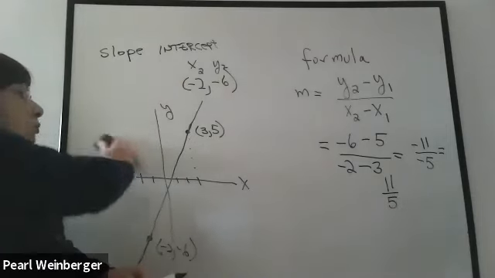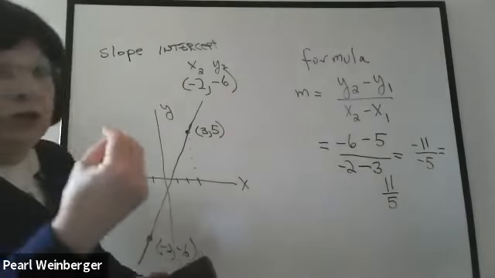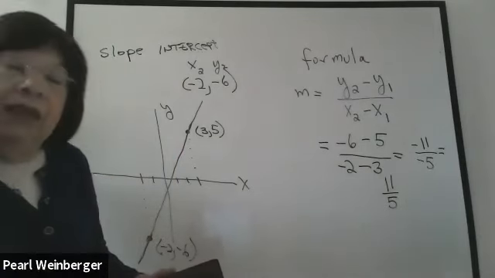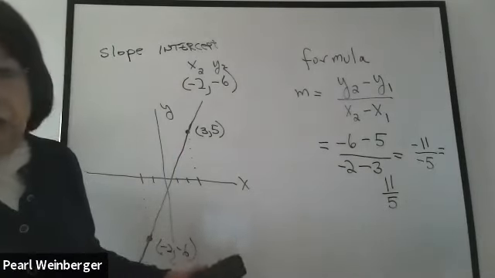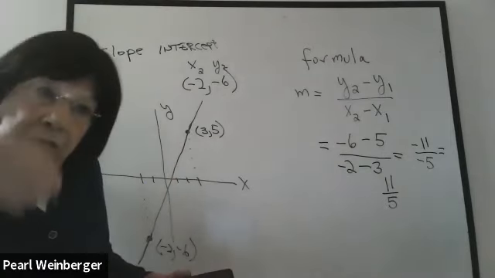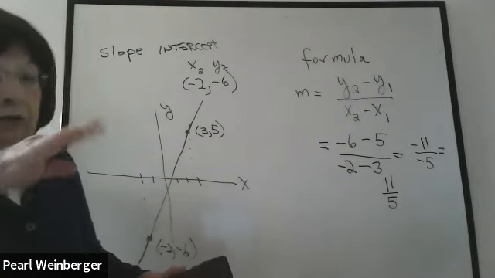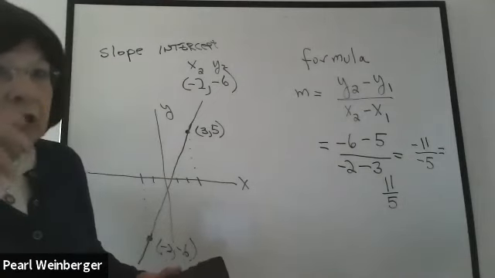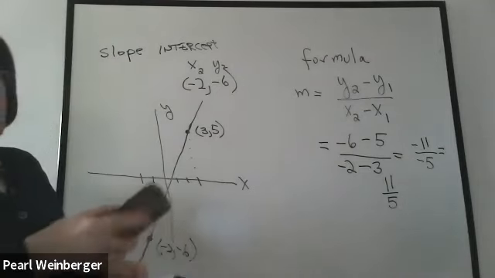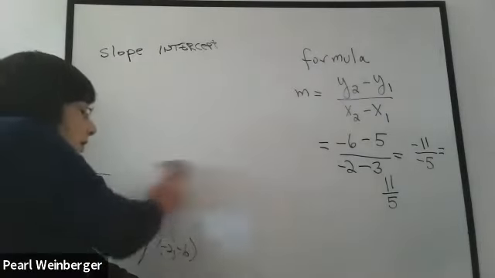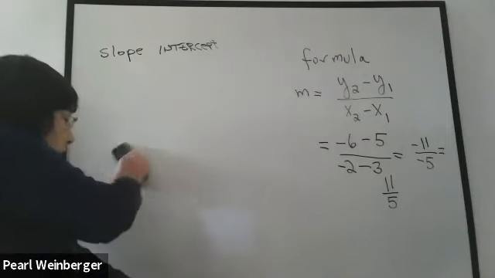Okay, so now we learned 2 ways to find slope. One is when you have the equation of the line, the y equals something times x plus something. Then it's the number in front of the x. But if you don't have the equation of the line, you just have the actual points, this is the formula you use to find the slope. So depending on the circumstances, that's what you're going to do.